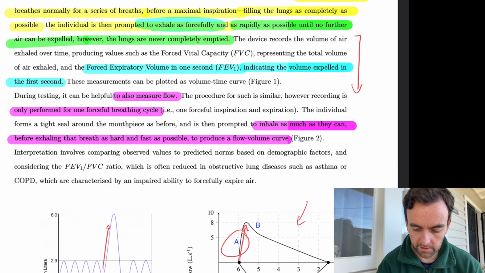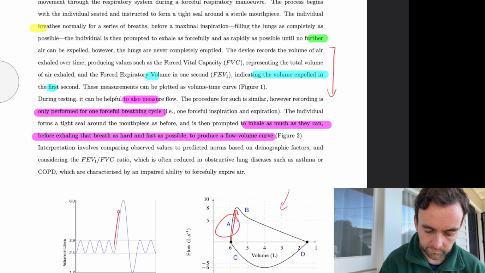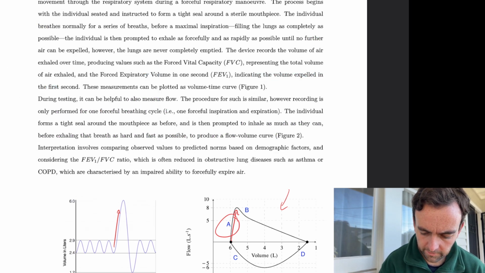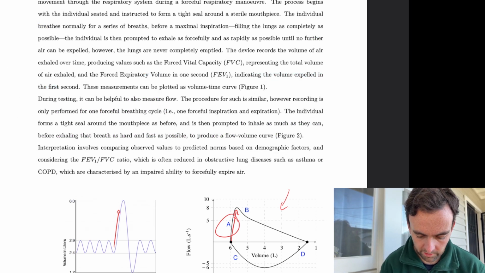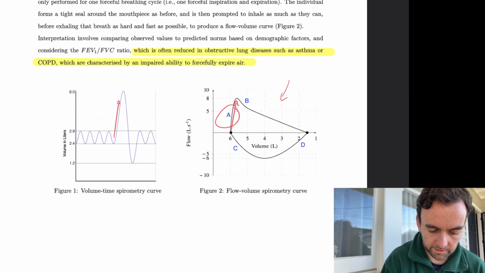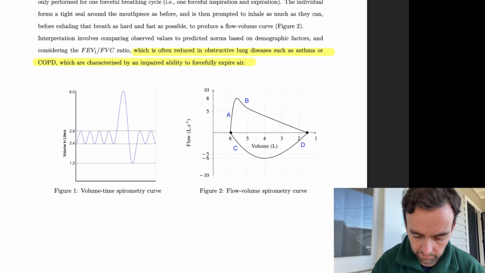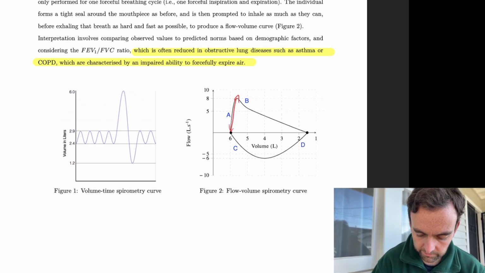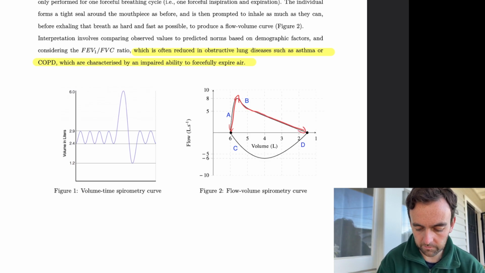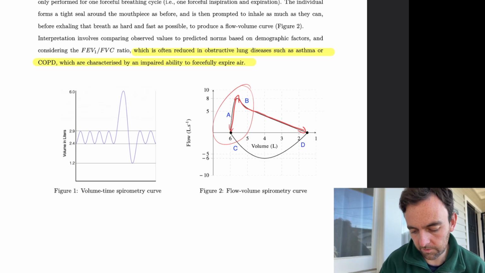Again, we just go here and find the information that we want. I might rub out all the other stuff we've done because it's getting a bit too colorful for my brain. We're looking for obstructive lung disease. We can find it down here, which are characterized by an impaired ability to forcefully expire air. So our forceful exhalation segment is this bit here, or at least it's kind of the whole thing, but you'd assume that's the main exhalation segment. So we're going to get a flattening of the A and B segment.